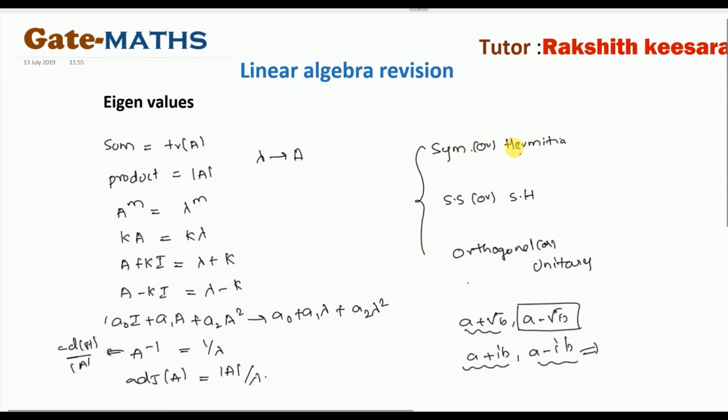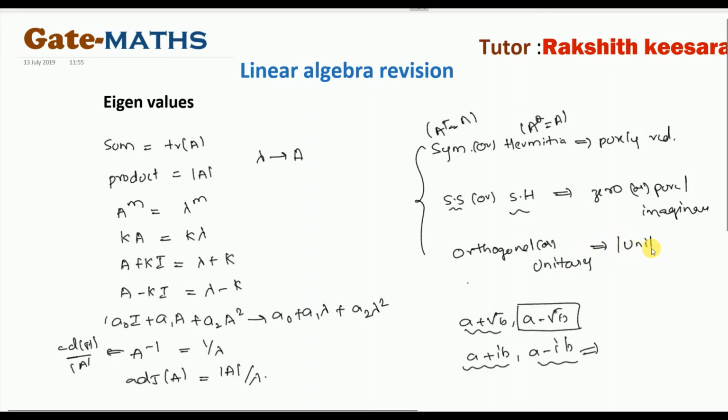The eigenvalues of a symmetric matrix or Hermitian matrix are purely real. What is a symmetric matrix? A transpose equal to A. What is a Hermitian matrix? A theta equal to A. And the eigenvalues of skew symmetric or skew Hermitian are 0 or purely imaginary. And the eigenvalues of an orthogonal matrix or unitary matrix are of unit modulus. If you take the modulus of the eigenvalues, it will be equal to 1.